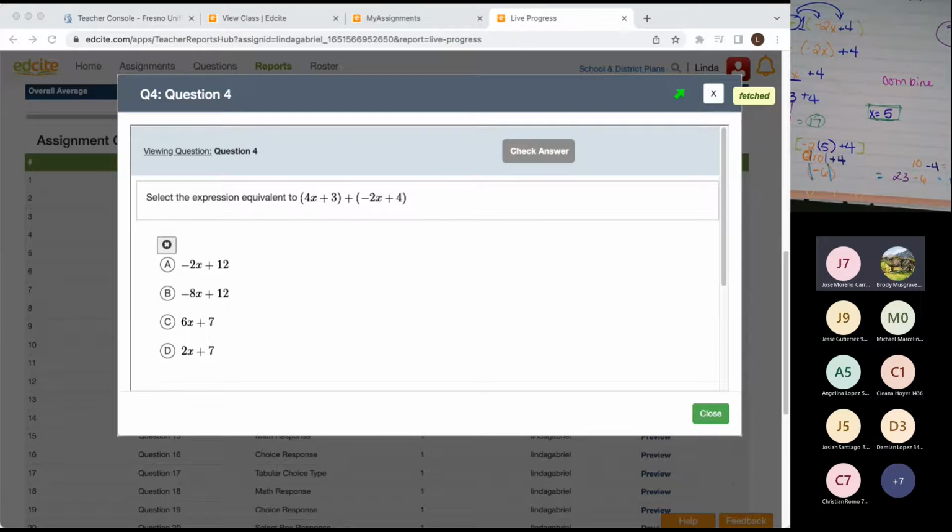Did you say C? D. D as in dog. D. Okay, D. I heard a C. Oh, sorry.